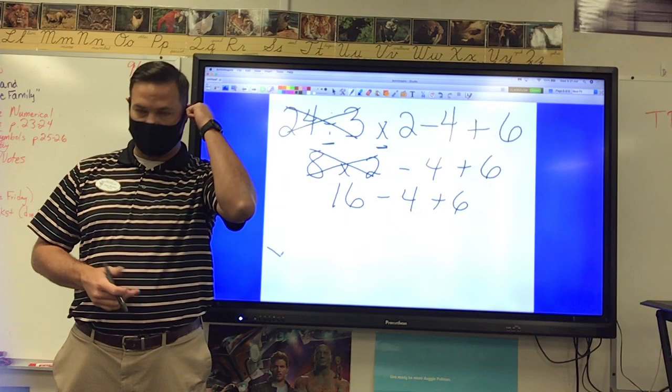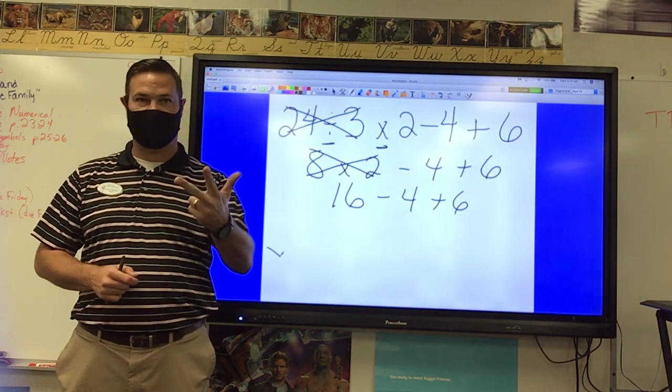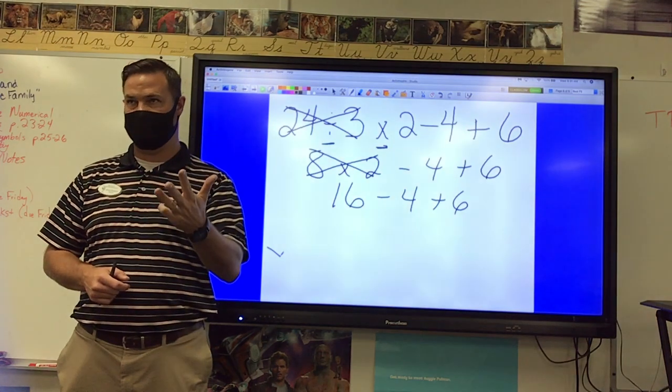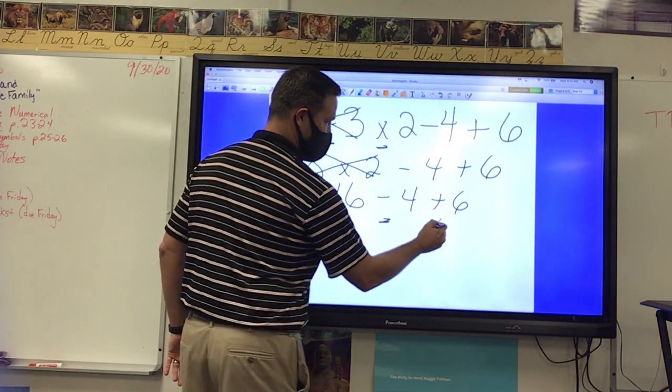Start over. Do I have any parentheses? No. Do I have any exponents? No. Do I have any multiplying or dividing? No. Do I have any adding or subtracting? Yes. I actually have both, right? I have subtracting, I have adding.